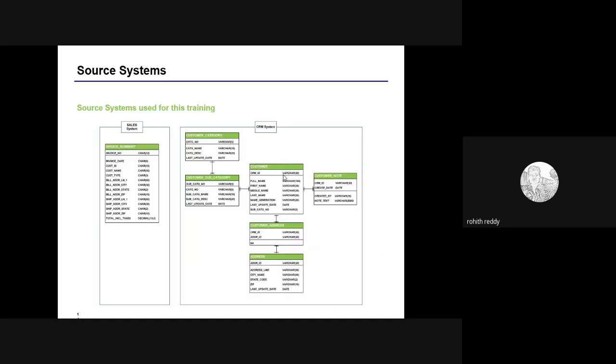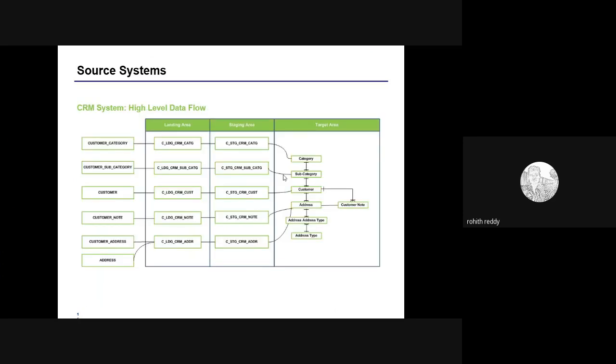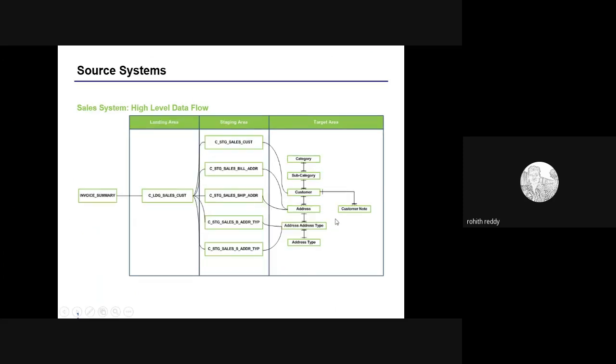So this is the high-level picture of how we configure the tables. This is the customer category source system, and we are loading into the landing table of customer category, then the stage table, and then the category base object table. Like this, however many tables we have, we load the data into those tables.